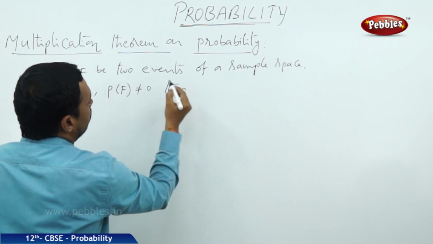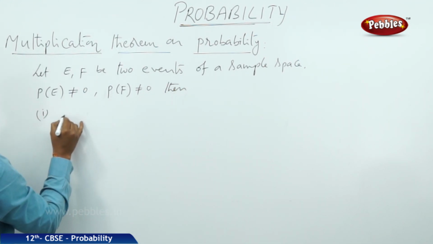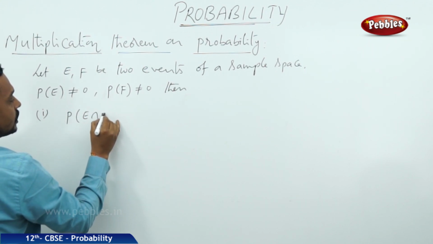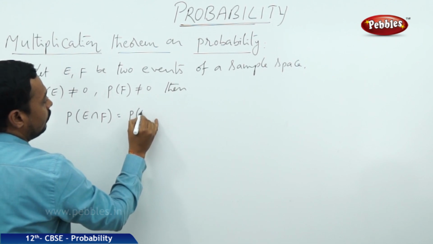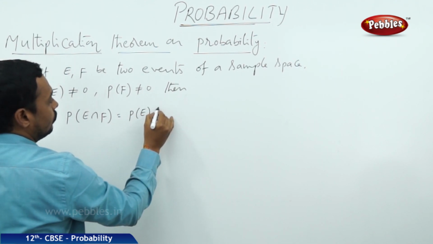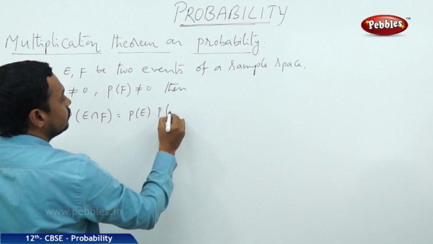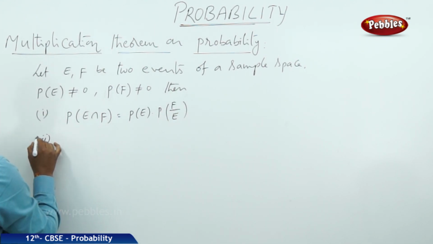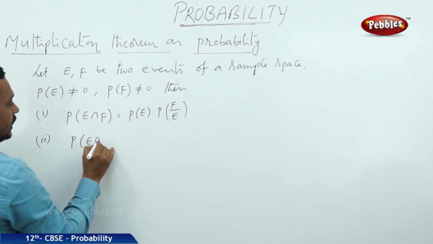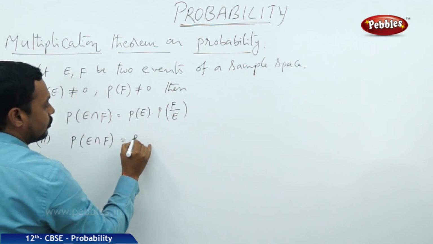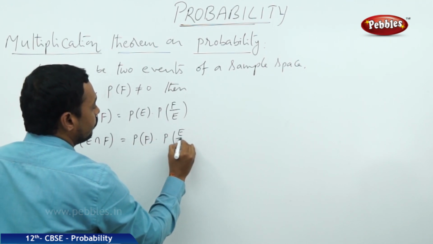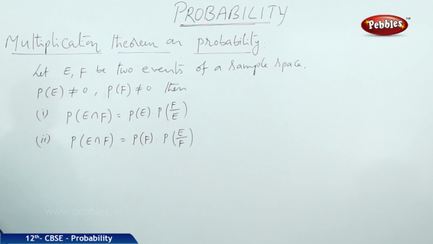Then, first one, the probability of E intersection F is equal to probability of E into probability of F by E. The second one, the probability of E intersection F is also equal to probability of F into probability of E by F. So now this is the statement.